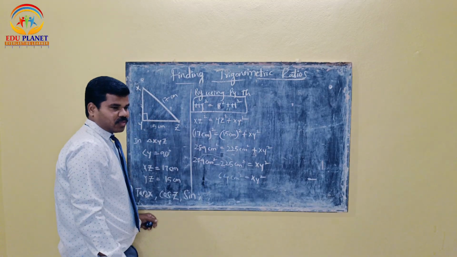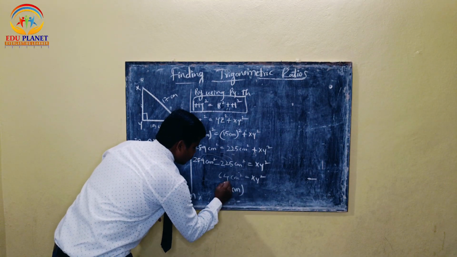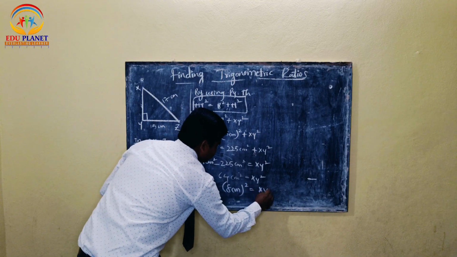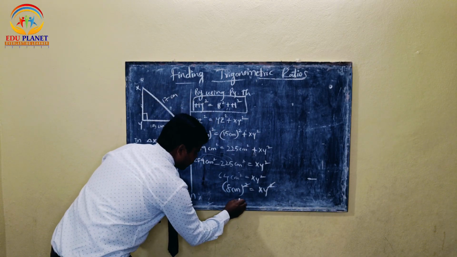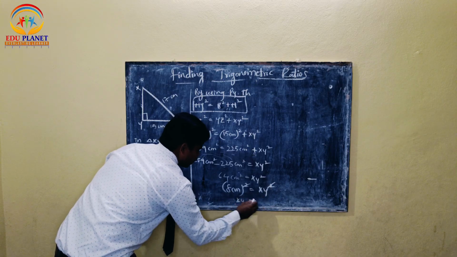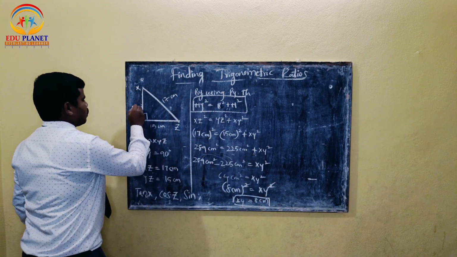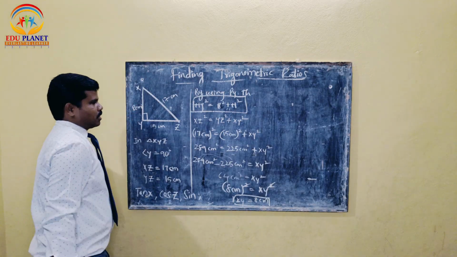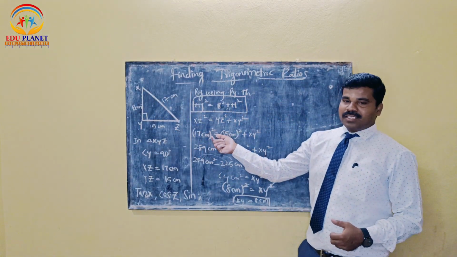64 is a perfect square. We can write it as 8 centimeter whole square, 8 square equals XY square. Both sides' squares can be cancelled. Finally, the XY value is what? 8 centimeter. XY value is 8 centimeter. Yes, our right triangle is ready with its three sides.